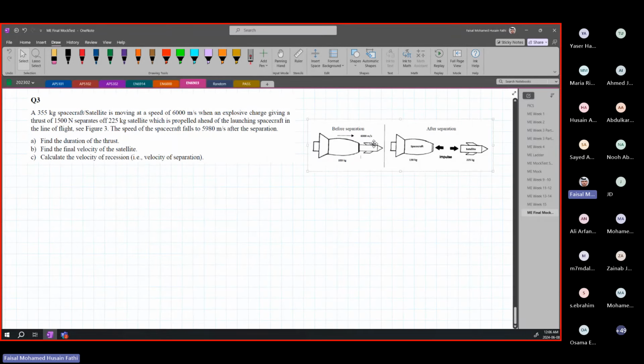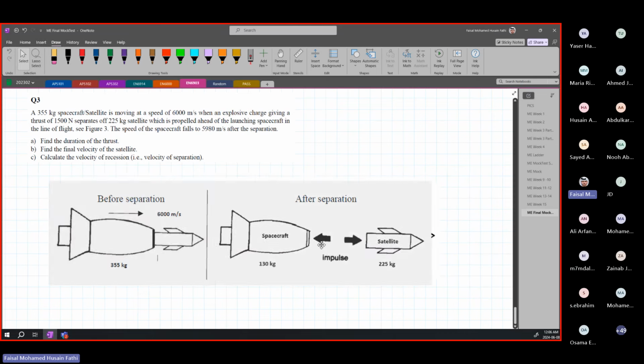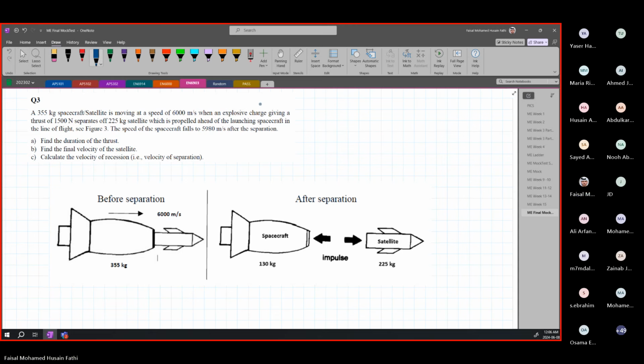So actually, let's look at this and analyze it using this image that they gave to us. So a 355 kilogram spacecraft slash satellite is moving at a speed of 6,000 meters per second. So we are going to call this our mass total is equal to 355 kilograms. And we're going to call this our initial velocity u, which is equal to 6,000 meters per second.